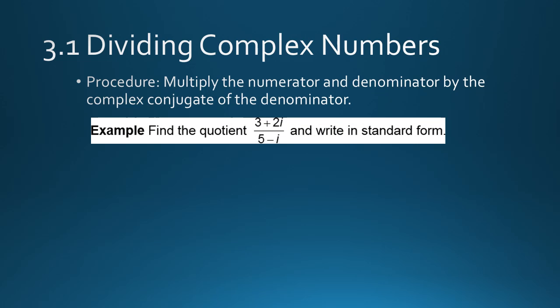So here's an example. We're going to find the quotient of 3 plus 2i over 5 minus i and write it in standard form. Pause the recording, give this a try, and resume the recording to check your answer.